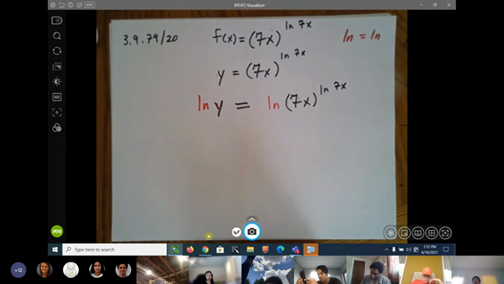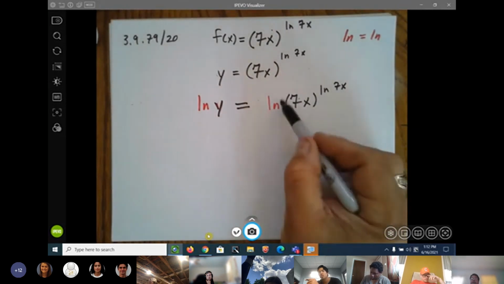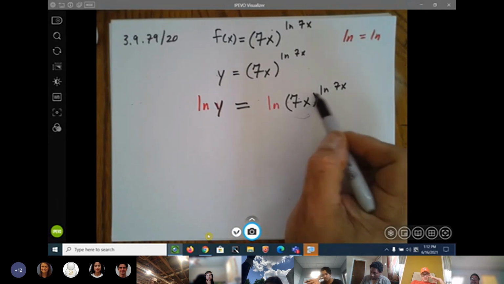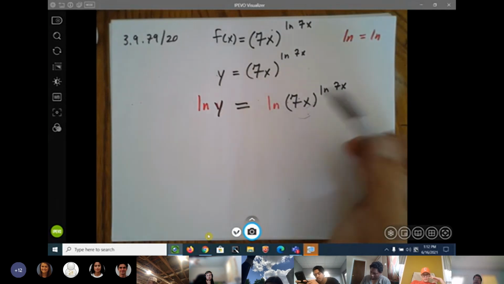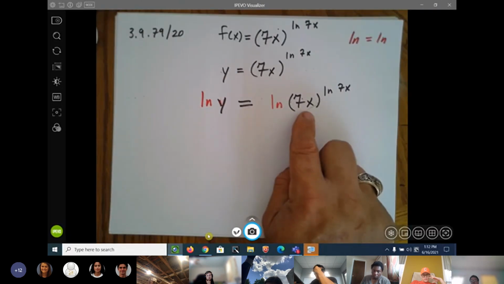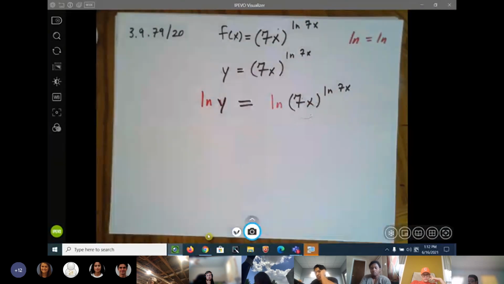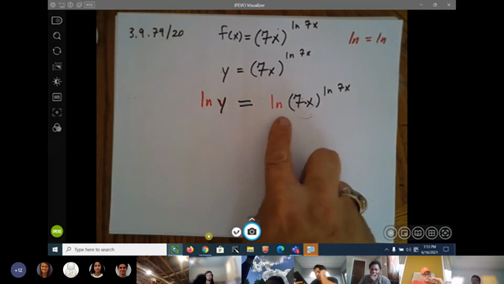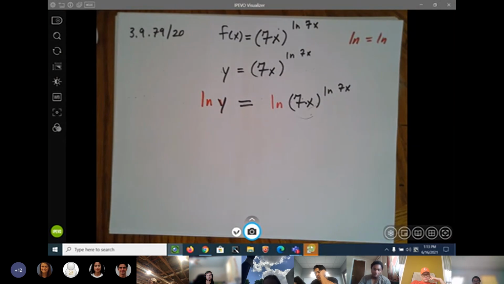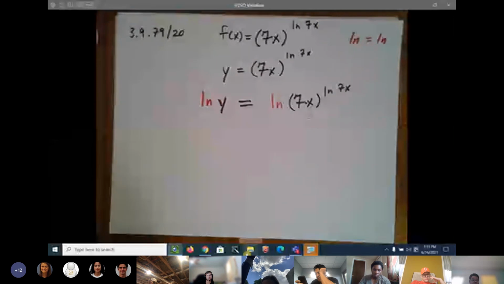Okay, now I want you to use the natural log rules to expand this. You got 2 or 3 steps over here that you can expand this before we start taking the derivative. So go ahead and use your logarithmic rules to expand this. You got a power right here. You got multiplication right there. So there's 2 properties that you need to do to expand this. The power rule and the product rule.